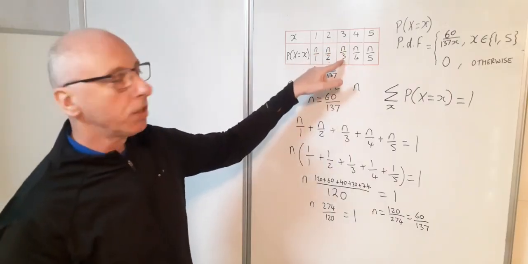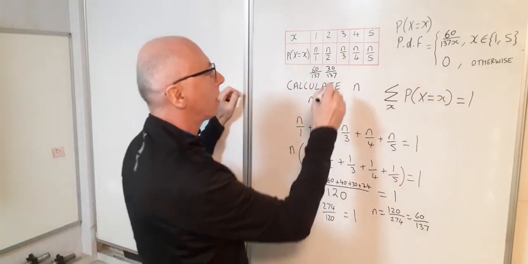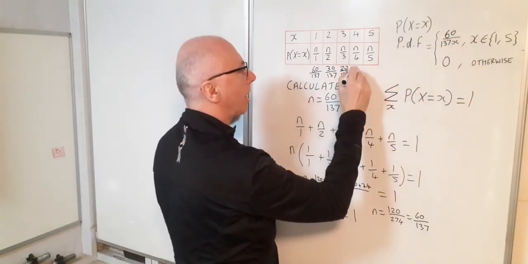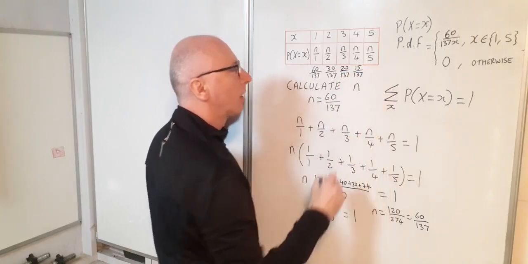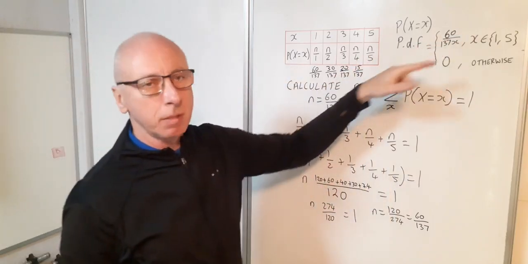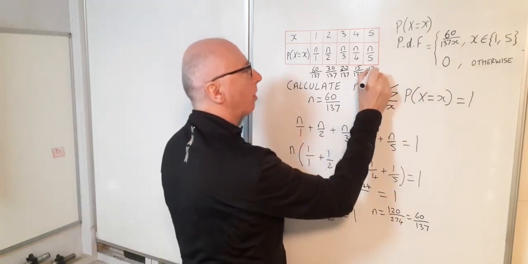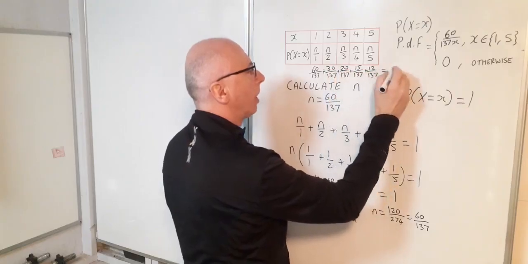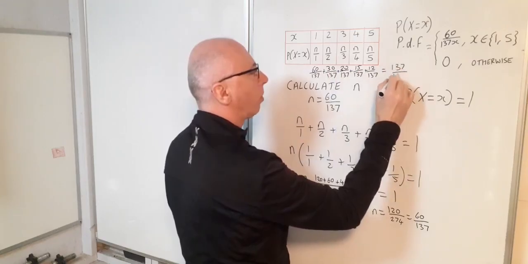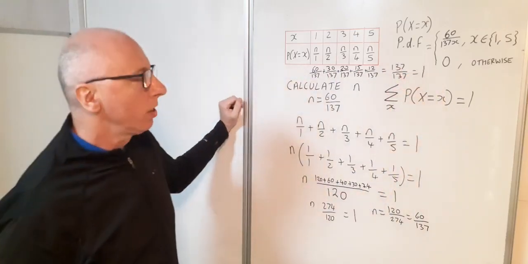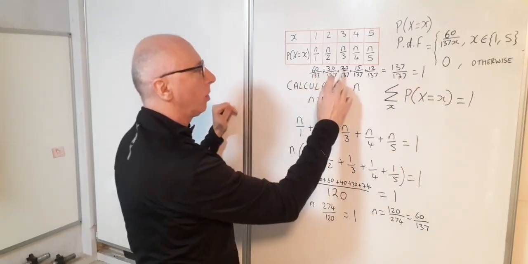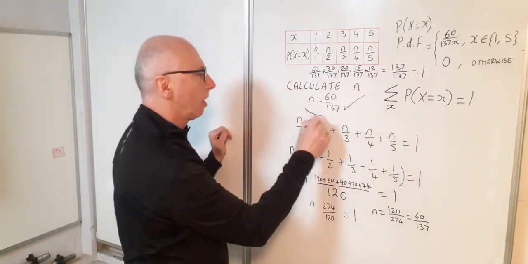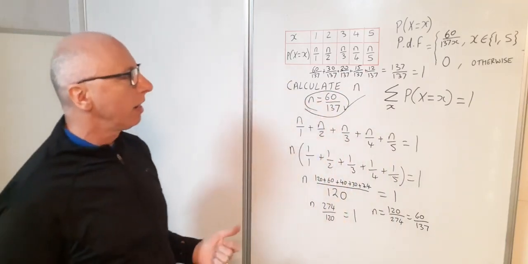When x is 3, divide this by 3, we'd have 20 over 137. And here divide by 4. 4s will go into that. That's 15 over 137. And when x is 5, divide this by 5, we could have 12 over 137. So if we add all of those numbers up, it should come to 137 over 137, which is 1. So quick check of that, 60, 90, 110, 125, 137. So then we are happy that n is 60 over 137, and we can submit that as our answer.